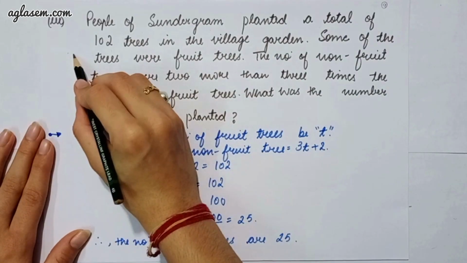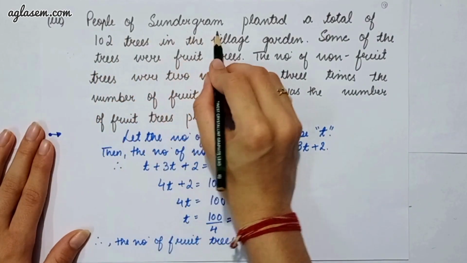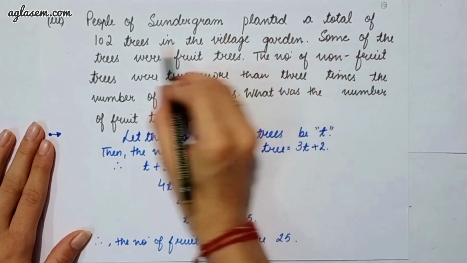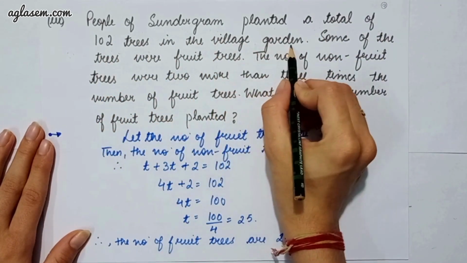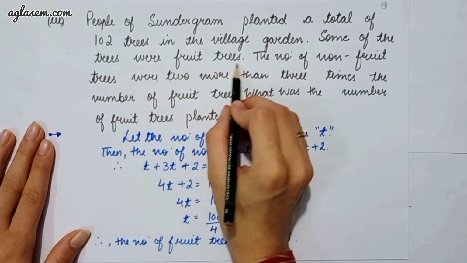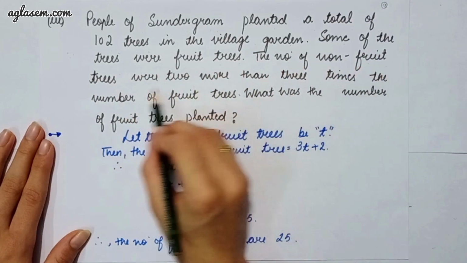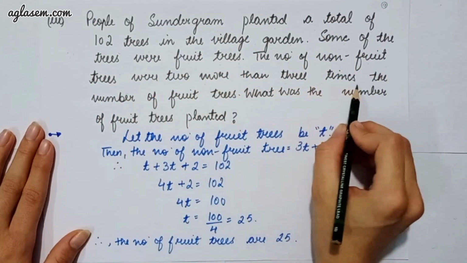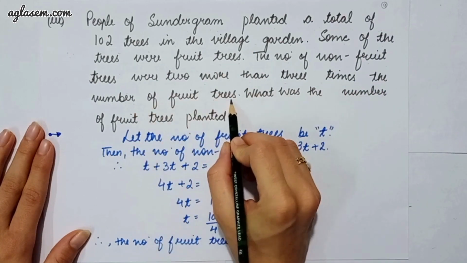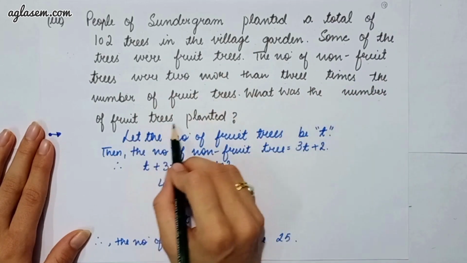Moving to our third part, which says people of Sundargram planted a total of 102 trees in the village garden. Some of the trees were fruit trees. The number of non-fruit trees were 2 more than 3 times the number of fruit trees. What was the number of fruit trees planted?